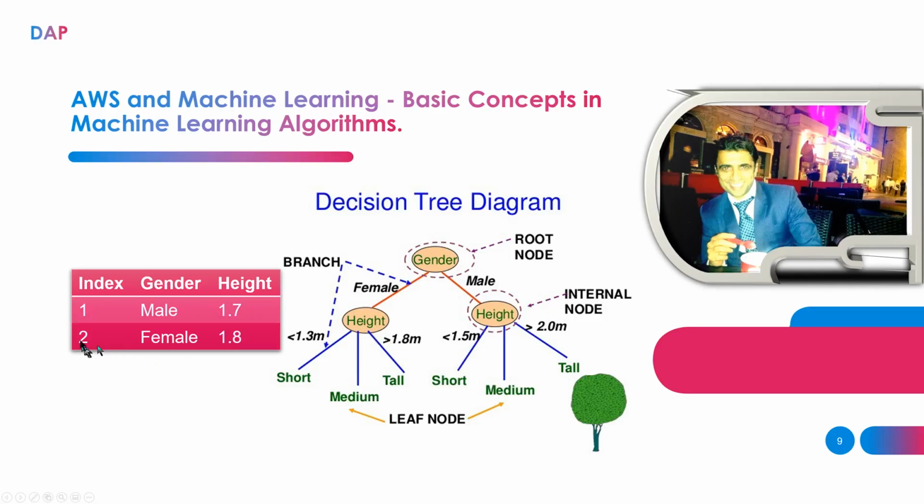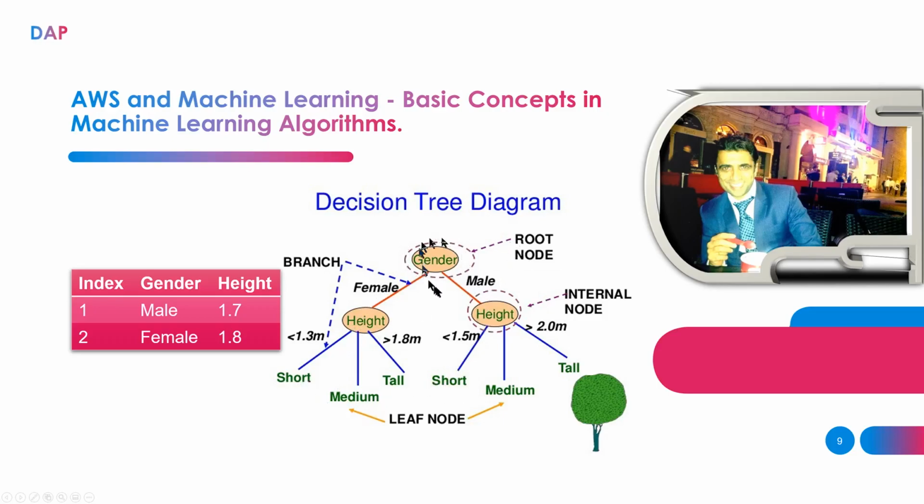In the same way, the second record goes here, sees female, so it goes this way and checks the height, 1.8. If it is greater than 1.8 then it goes here, but ours is exactly 1.8, so it goes here, because this one is not less than 1.3, so we'll say the female here is medium tall. And you can have n numbers of records, and this decision tree will finally find whether a female or a male is short, medium, or tall. This is the way it works.